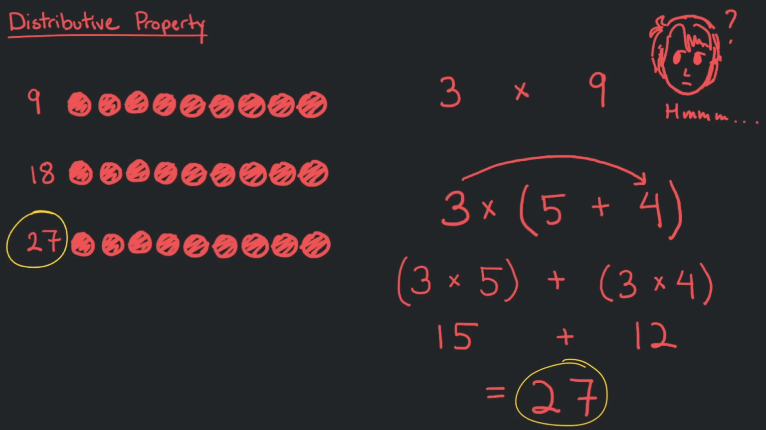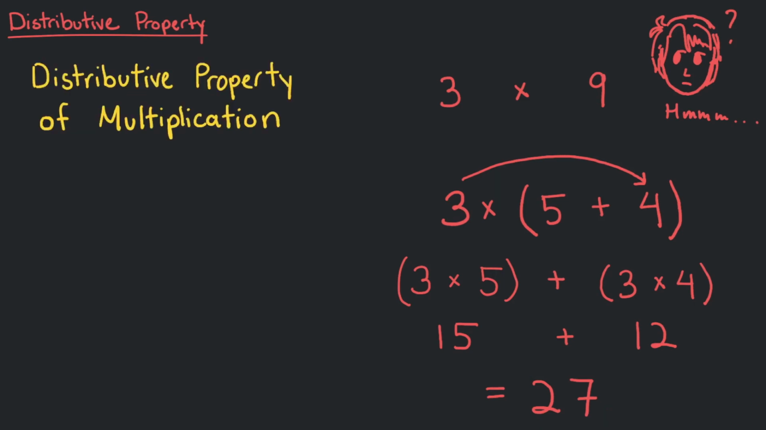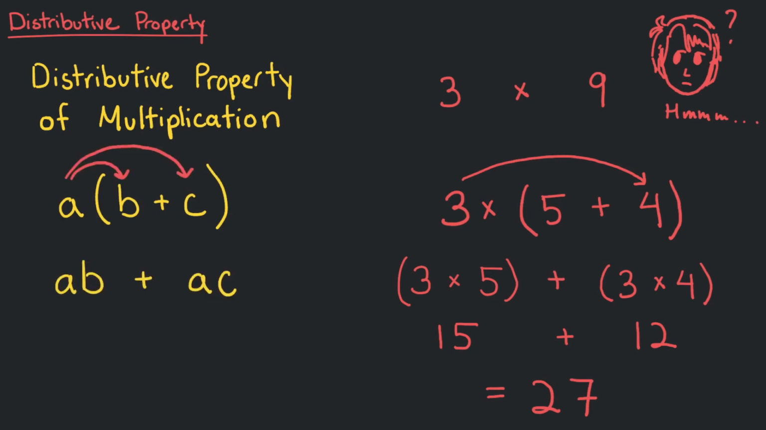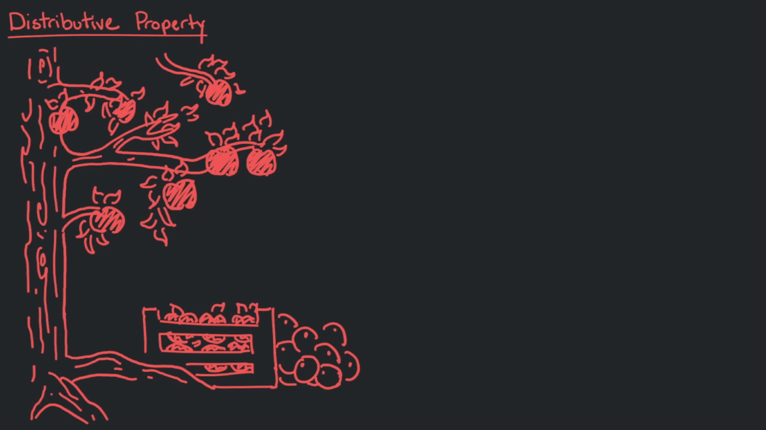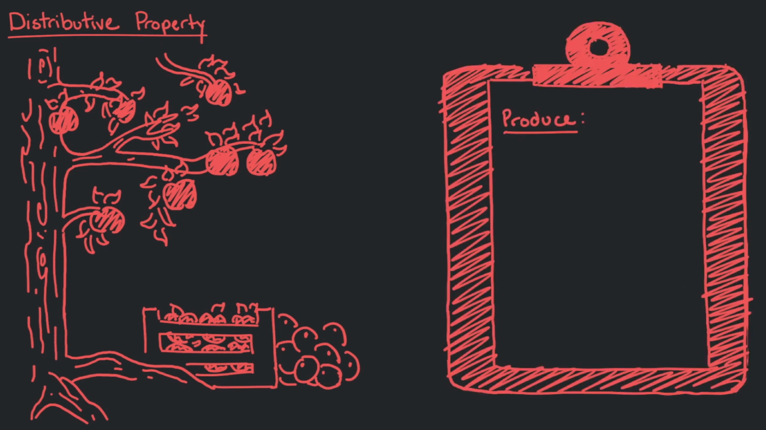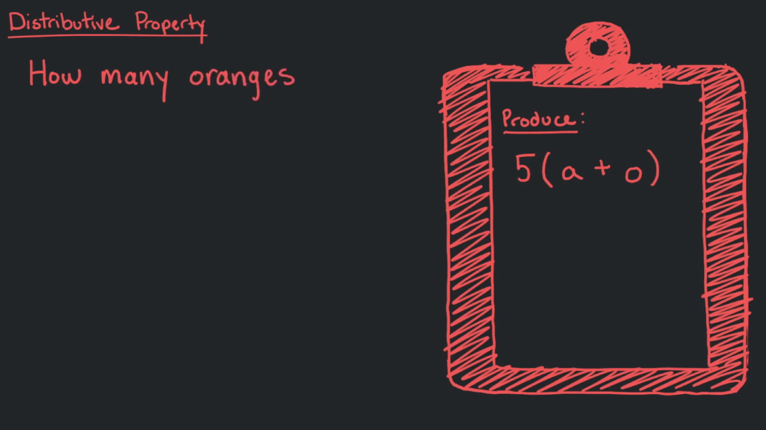This method is called the distributive property of multiplication. Formally, the distributive property is the product of a sum of a number that is equal to the sum of the products. At Harry's new job at the farm, his coworker was writing down the produce they picked today. She wrote 5, parentheses, apples plus oranges, close parentheses, on the clipboard. How many oranges did they pick?